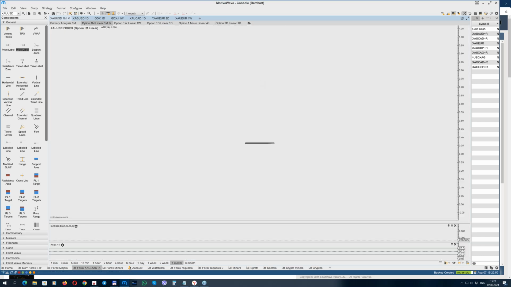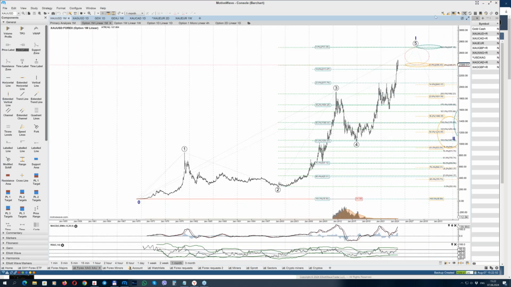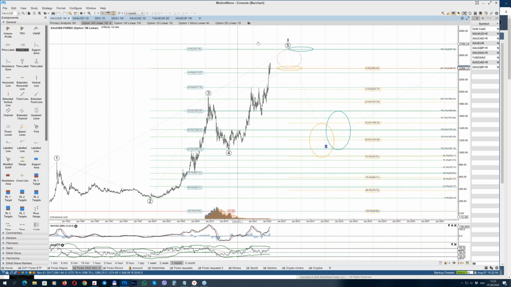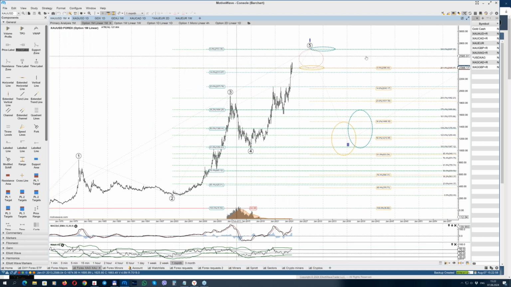Just to remind you, the counts of a larger degree. Presumable wave circle 5 of 1 is targeting to 2700 area. Right now, we're probably dealing with interim correction.